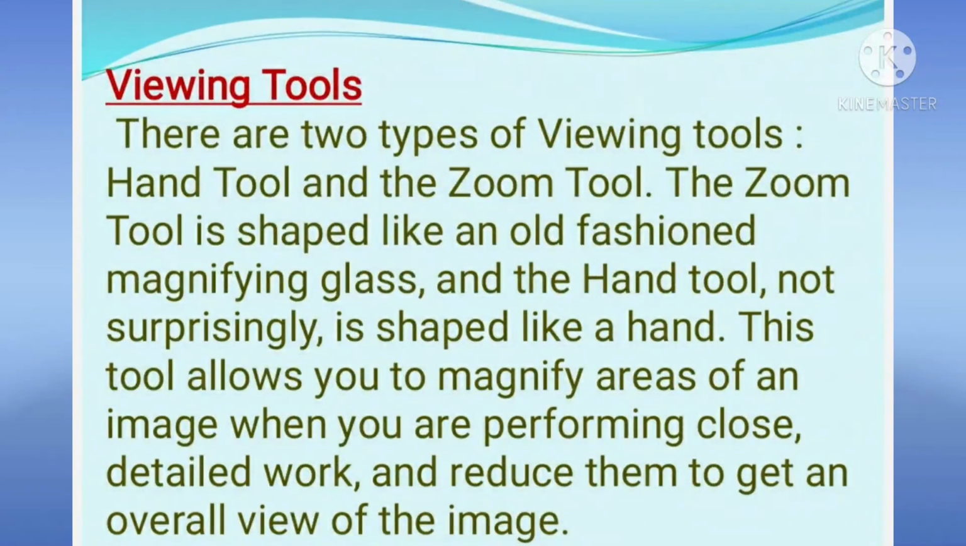In the viewing tools, there are two types of viewing tools, the hand tool and the zoom tool. The zoom tool is shaped like an old-fashioned magnifying glass, and the hand tool, not surprisingly, is shaped like a hand. These tools allow you to magnify areas of an image when you are performing close detailed work and reduce them to get an overall view of the image.